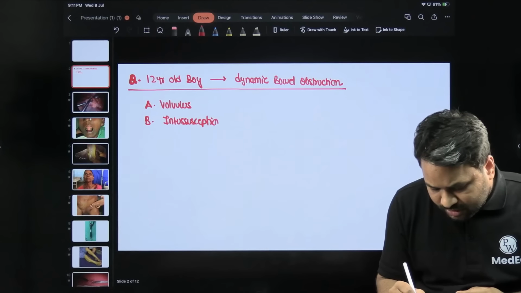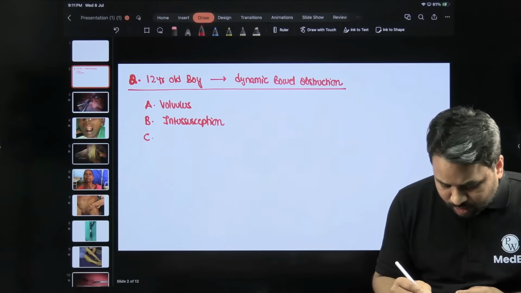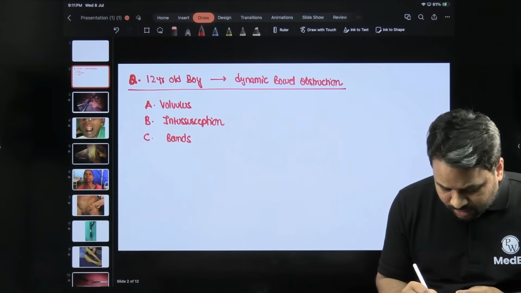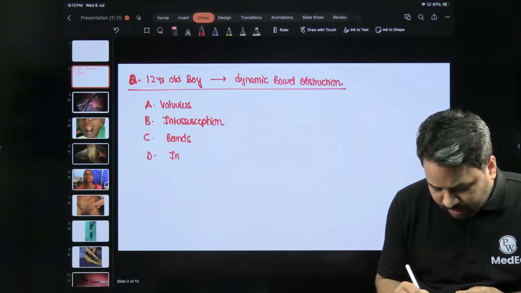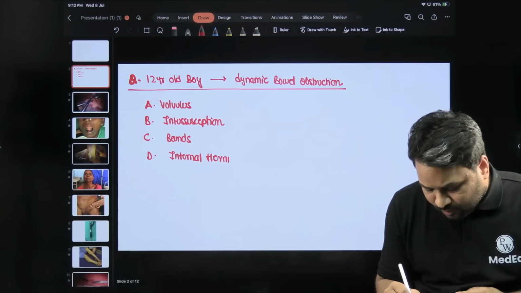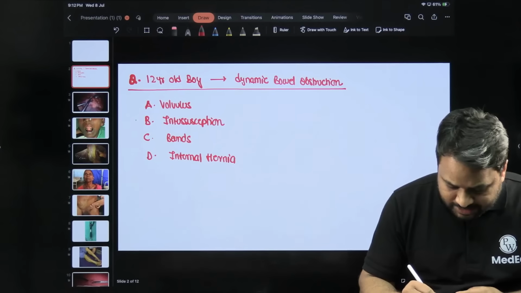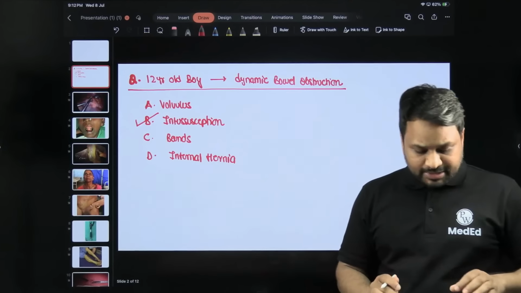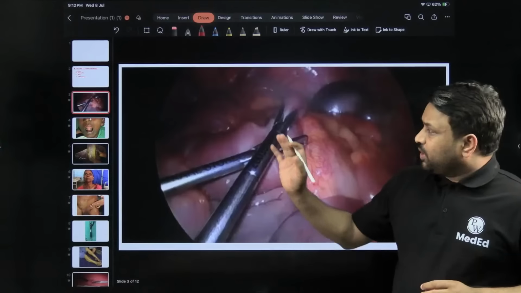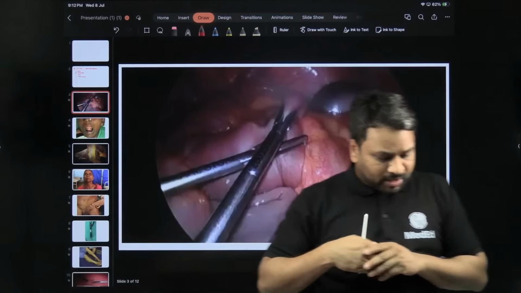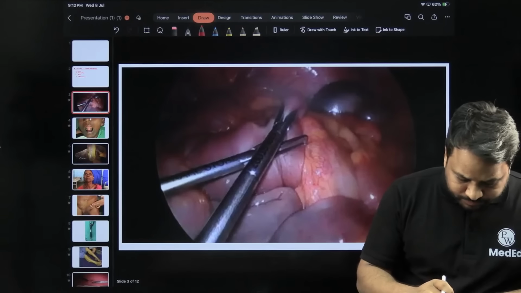The third option is going to be bands, that is, adhesions. And the fourth option was internal hernia. Now, based upon the video, it is intussusception, right? So in the first video, as you can see, the proximal end of the bowel loop is telescoping into a distal end, right? All right.